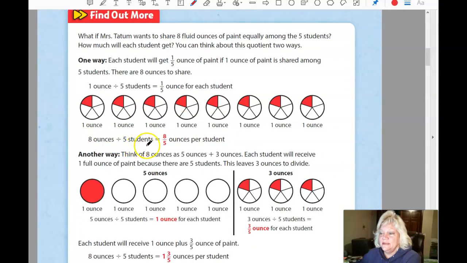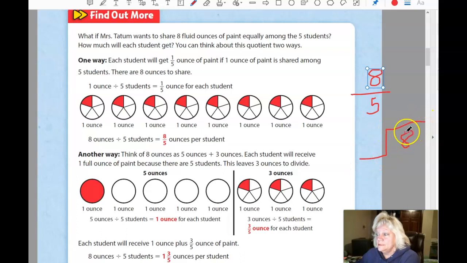8 ounces divided by 5. So I can write it as a fraction, 8 over 5, or I can write 8 divided by 5. Those two things are the same thing because a fraction really means division. So 8 divided by 5. So when I do this, 5 goes into 8 one time. Where's my invisible decimal? It's sitting right here.